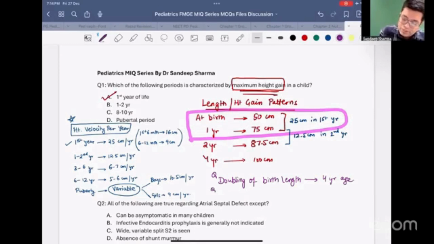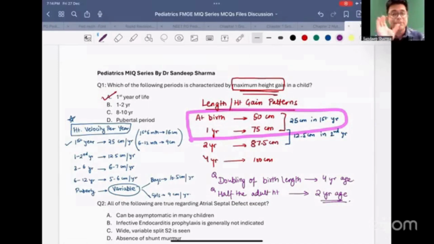Another MCQ: half the adult height is attained at what age? Half the adult height is attained at 2 years of age. What it means is the height at 2 years is 87.5. If you double it, it becomes the adult height, that is 175 centimeters.